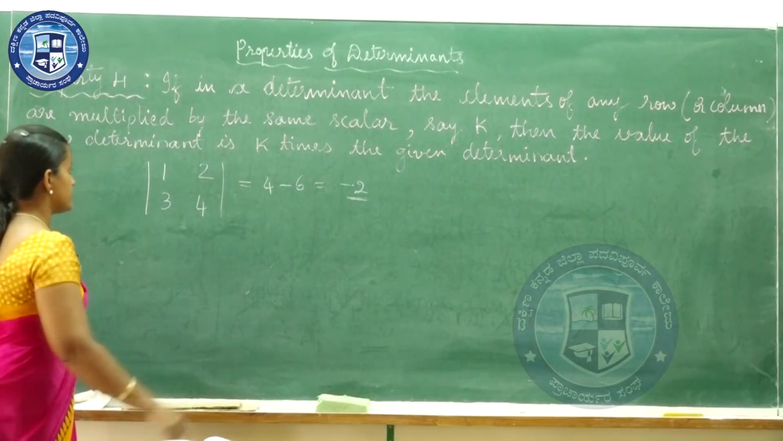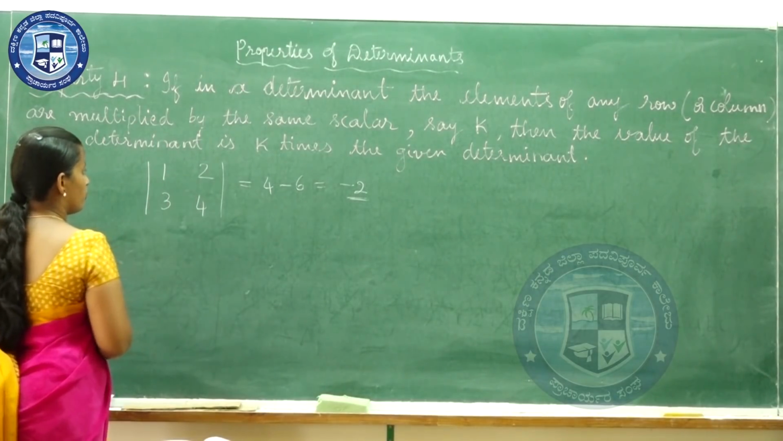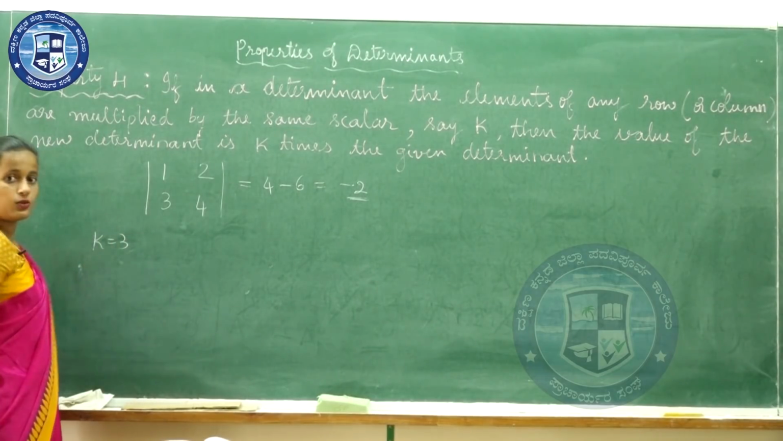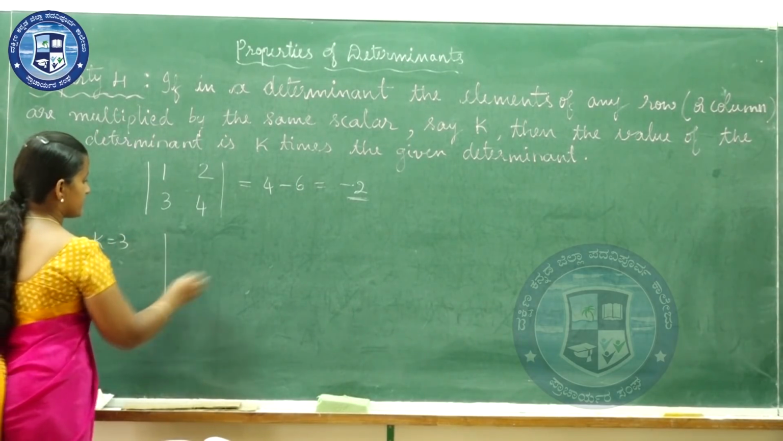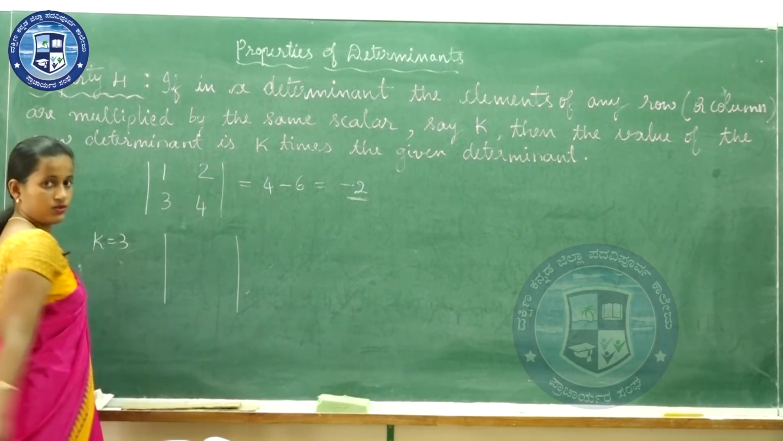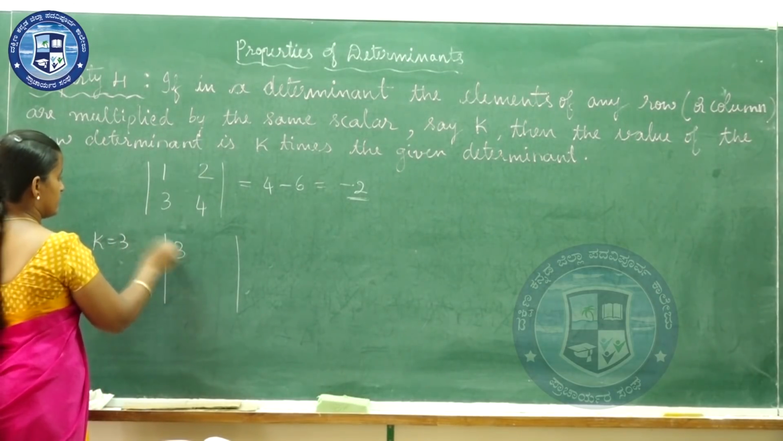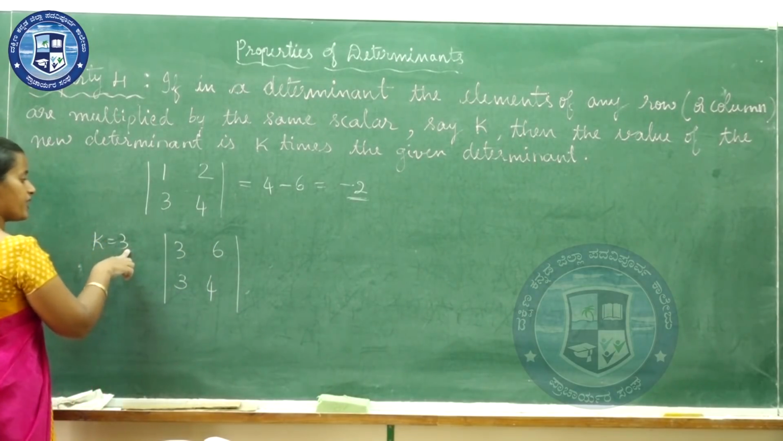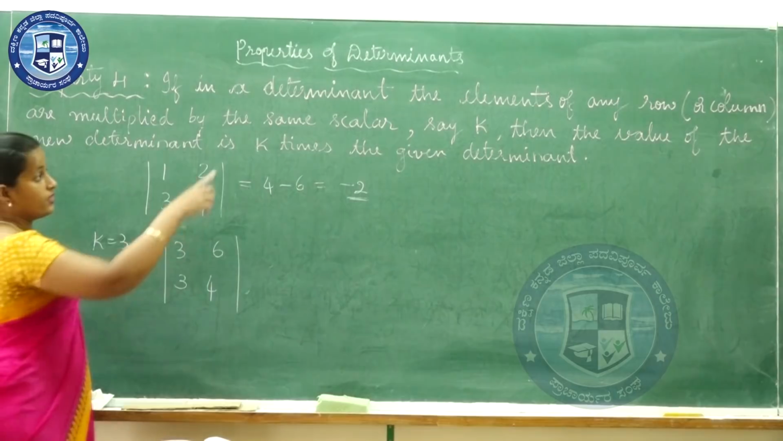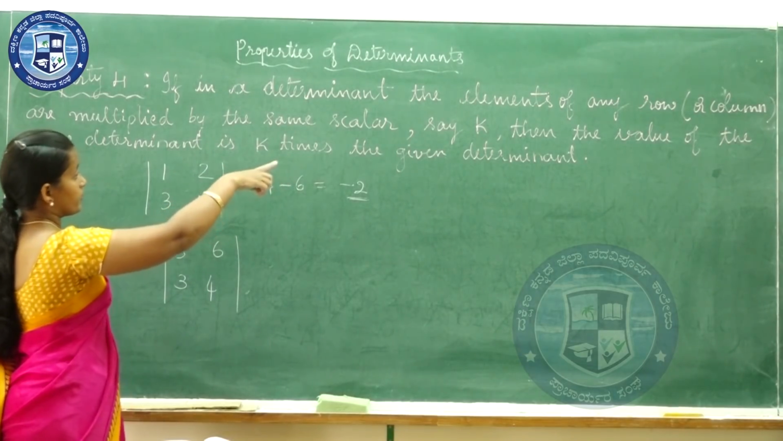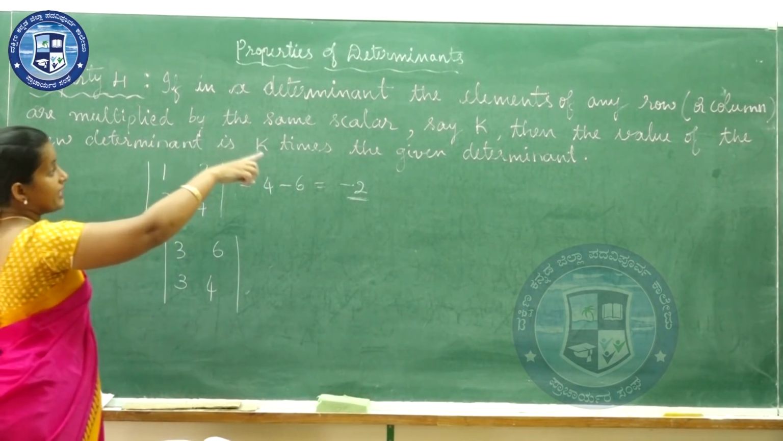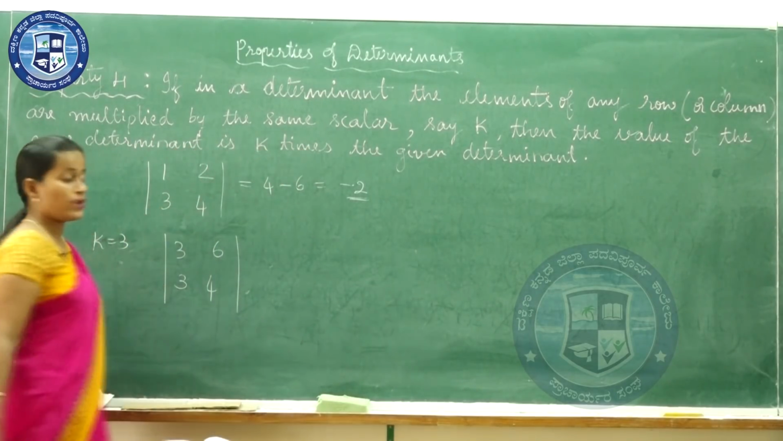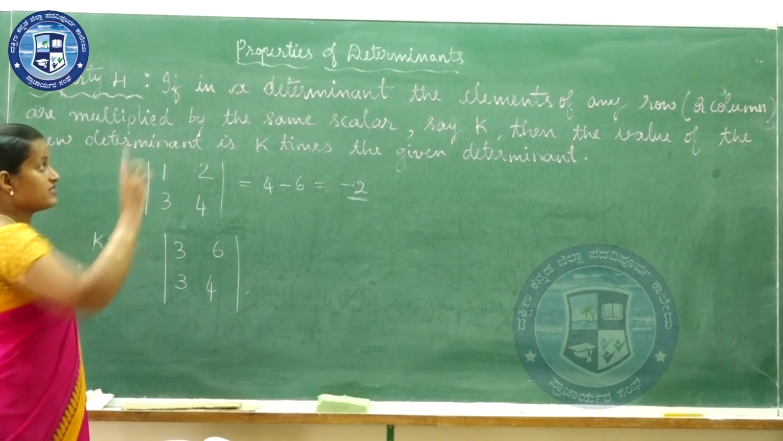Now what I will do is multiply the first row with the number 3. So I am considering k equal to 3 and I will multiply this scalar to the first row. So 3 into 1 is 3, 3 into 2 is 6. Second row as it is, I am multiplying this only to the first row. So if in a determinant the elements of any row or column are multiplied by the same scalar, any row is multiplied by the same scalar.